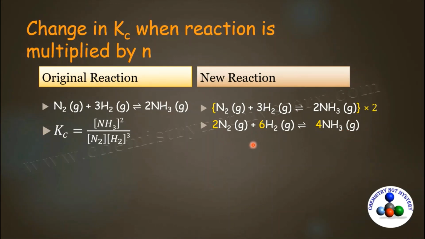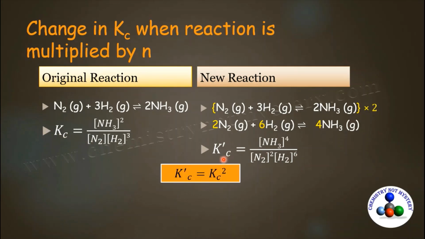Now write Kc for this new reaction. So you will get Kc dash will be equal to concentration of ammonia raised to the power 4, as there are 4 moles of ammonia, divided by concentration of N2 raised to the power 2, multiplied by concentration of hydrogen raised to the power 6. Now compare Kc with Kc dash. Here you can see Kc dash is the square of Kc. When you take the square of Kc, you will get Kc dash.